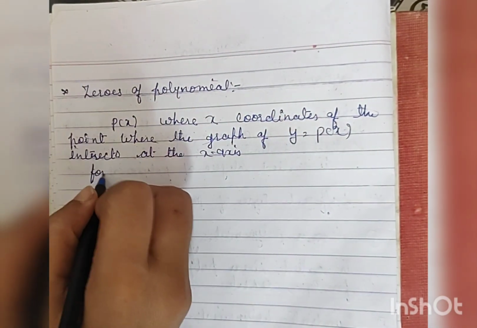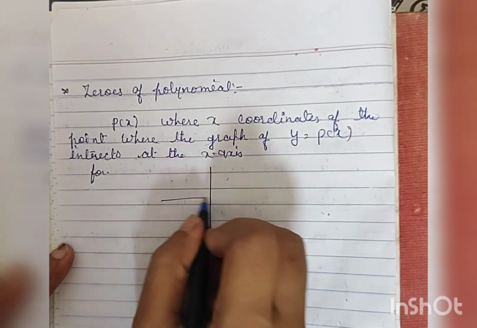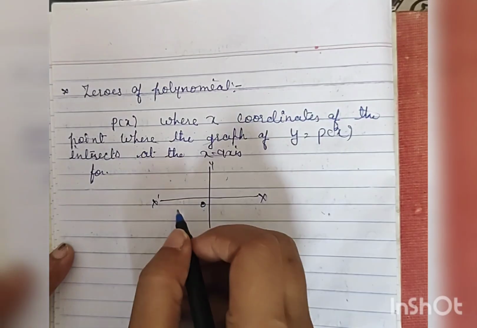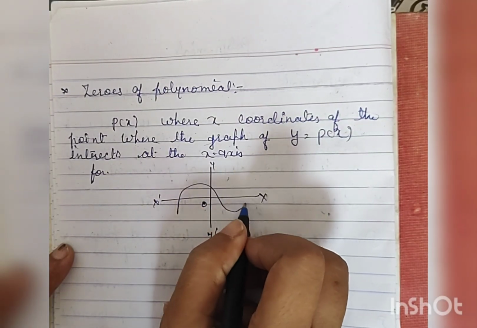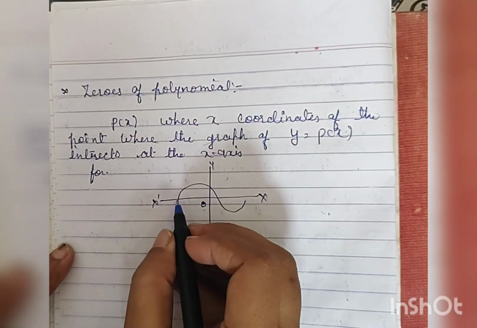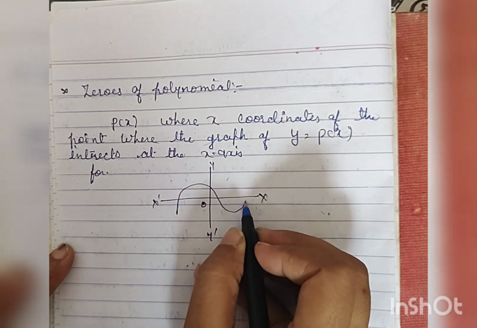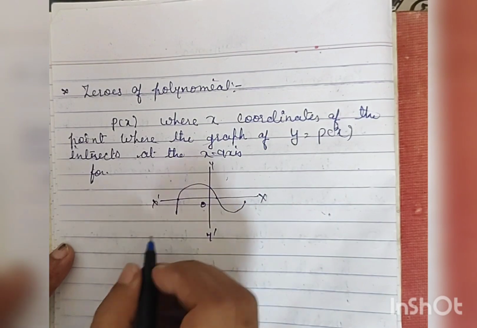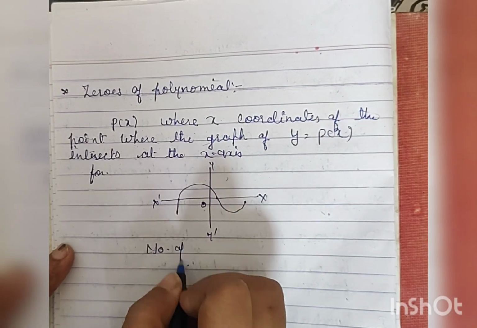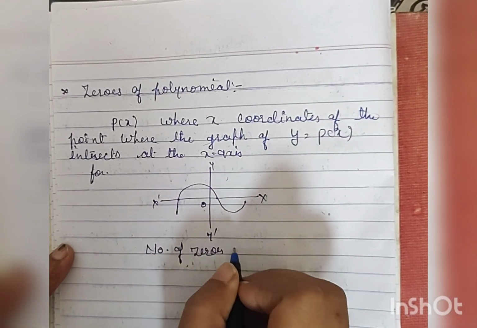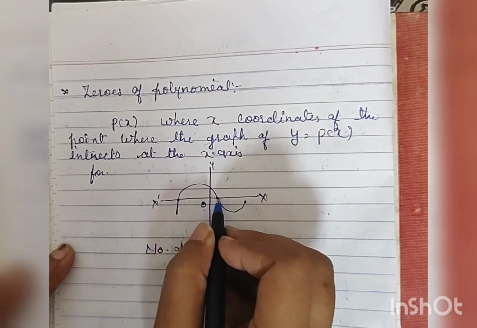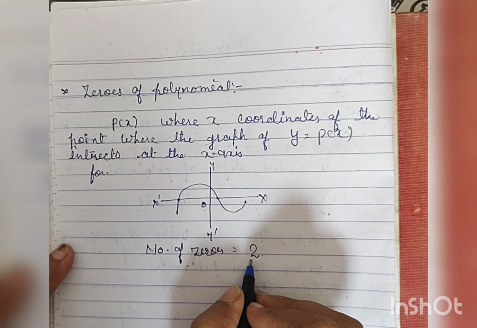For example, suppose you have this graph, with origin 0, x dash, y dash, and the curve is like this. It can be anything. The graph intersects the x-axis at only 2 points, 1, 2. So the number of zeros is equal to 2. This is your zeros of polynomials.